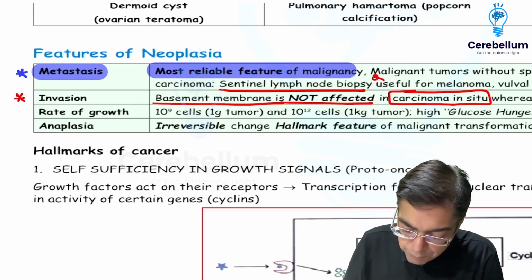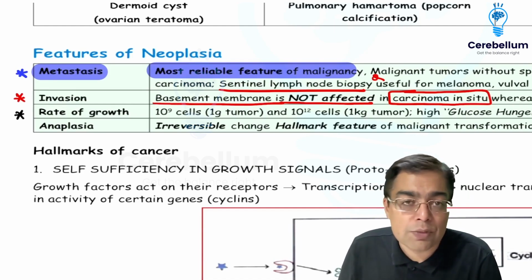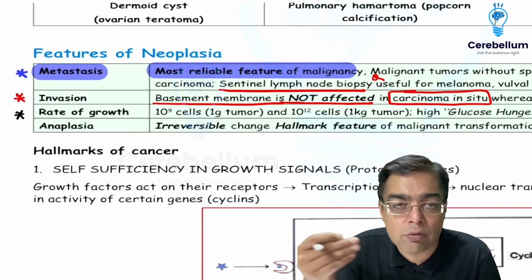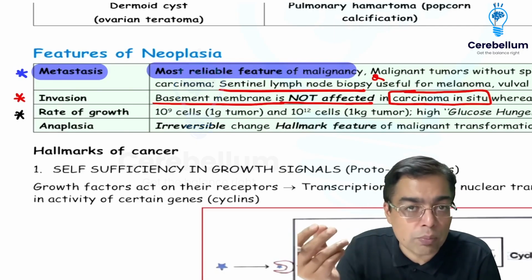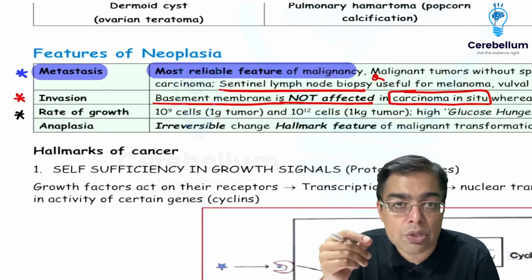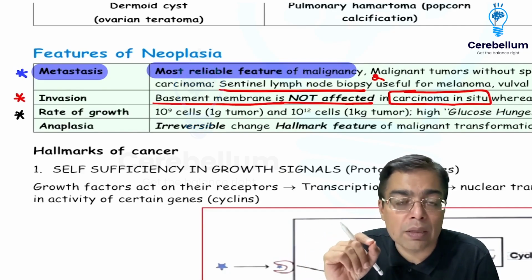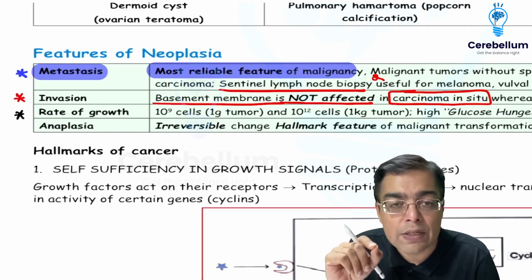A third important feature that we have in case of malignancies happens to be the rapid rate of growth. And this would be associated with the transformation of tumor, which is going to be having 10 raised to the power of 9 cells, just about 1 gram of a tumor, which can grow very rapidly to a massive tumor, which is having a weight of 1 kilogram as well at times. That would be having the presence of 10 raised to the power of 12 cells.